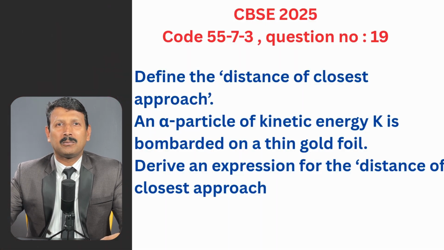The question is from the 2025 CBSE paper 5573, question number 19. Define the distance of closest approach. And next part, an alpha particle of kinetic energy K is bombarded on a thin gold foil. Derive the expression for the distance of closest approach. One part is derivation and the other part is definition.